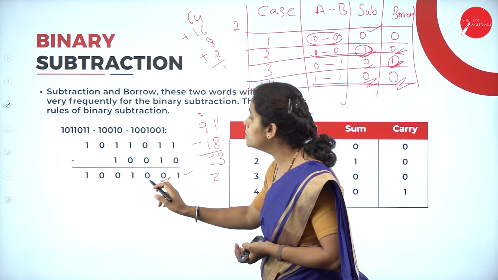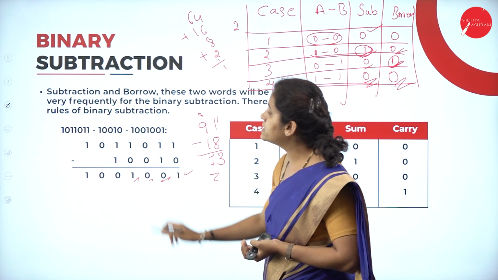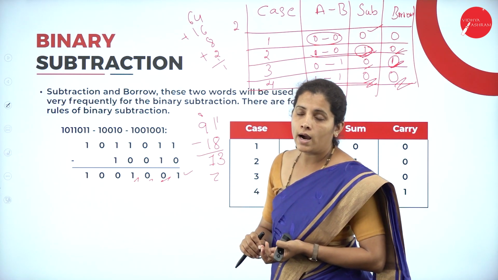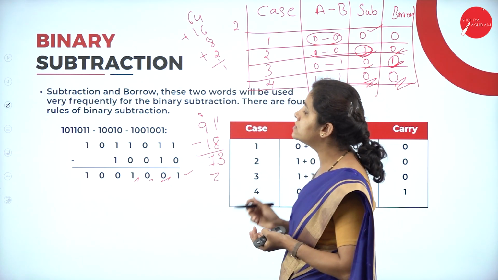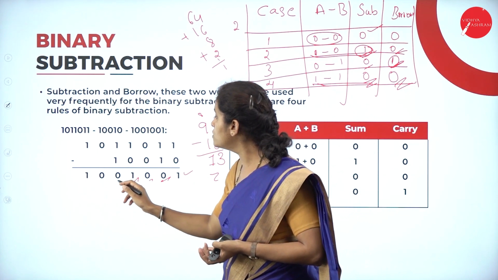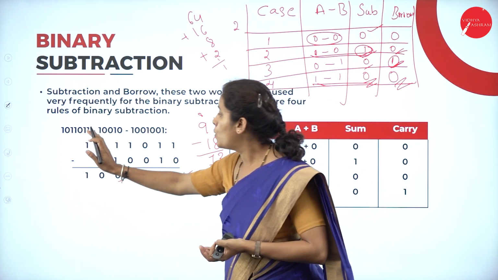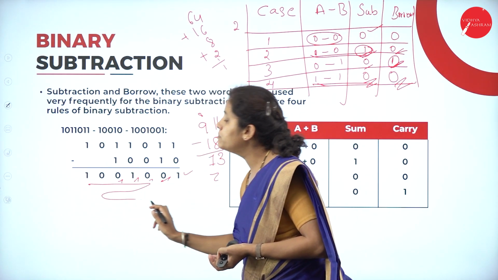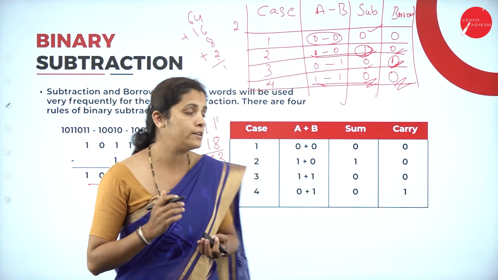Now here 0, 0. I'll write 0. Here 1, 0. The subtract is how much? It is 1. Here it is 1, 1. Consider this one. Subtract is 0. Borrow is also 0. So I'll write as it is. So 0 I'll place as it is and 1 I will place as it is. So this is my value. Now I want to cross verify. Is it correct or not?